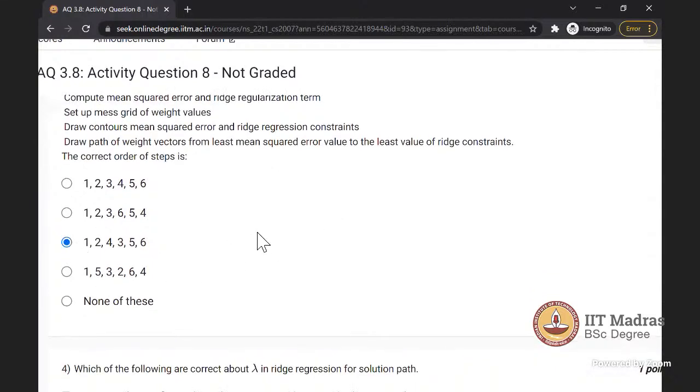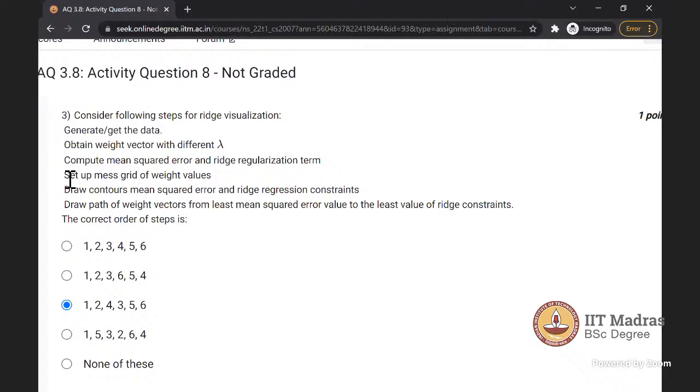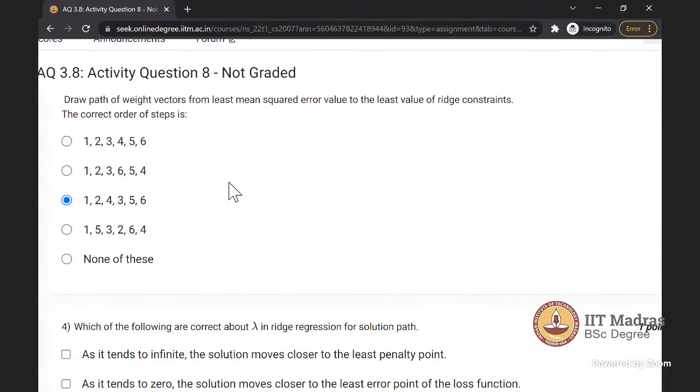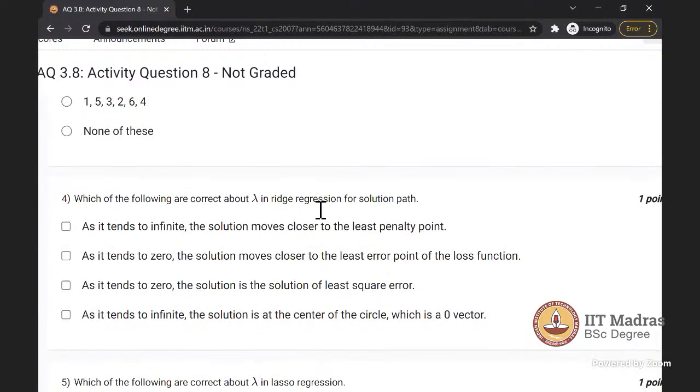Okay, I think the third one should be the right one. What is the fourth? Yeah, this is the subset of match grid and compute mean squared error and ridge regression. That makes sense. So step number 3 has to happen after step number 4. Okay, we'll see the answer if it is right or wrong.